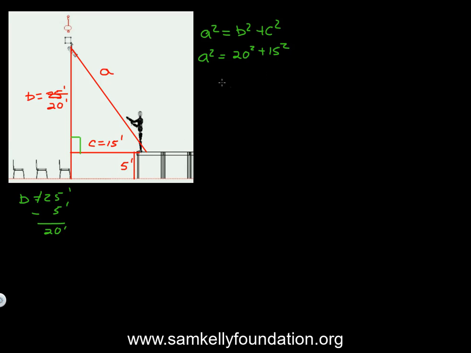Let's walk through the process. A squared equals 20 squared. That's simply 20 times itself. So what's 20 times 20? Well, the ones section is 0, so that's easy. Now move to our tens section, so 2 times 0 is 0, and 2 times 2 is 4. So A squared equals 400 plus 15 squared, which is 15 times 15.